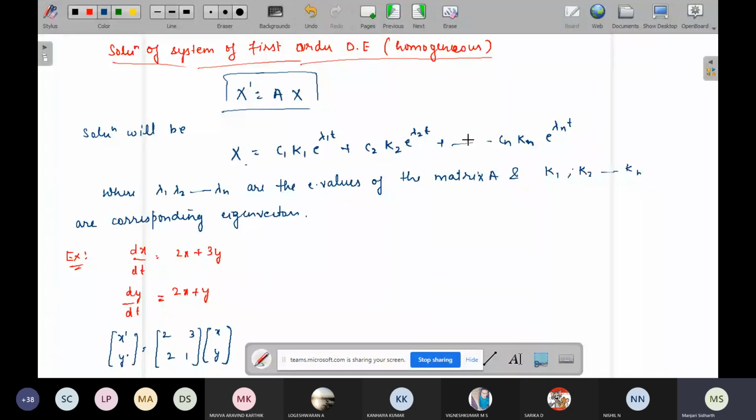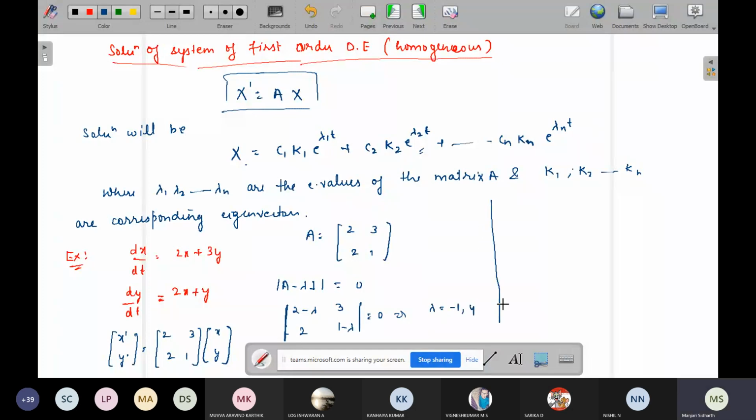So if it is an n system of equations, you will get up to n eigenvalues. Second order means a 2 cross 2 matrix, so you will get 2 eigenvalues. So up to here you will get the answer. Now matrix A is [2 3; 2 1]. How to find eigenvalues? Determinant of A minus lambda I is equal to 0. That means determinant of [2 minus lambda, 3; 2, 1 minus lambda]. When you solve it, you will get lambda equals minus 1 and 4.